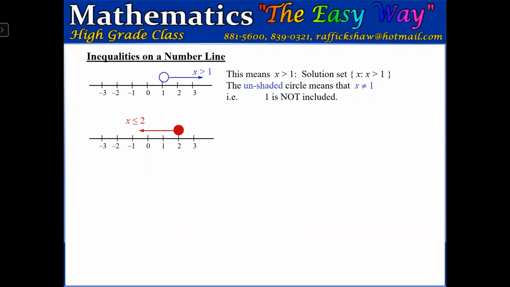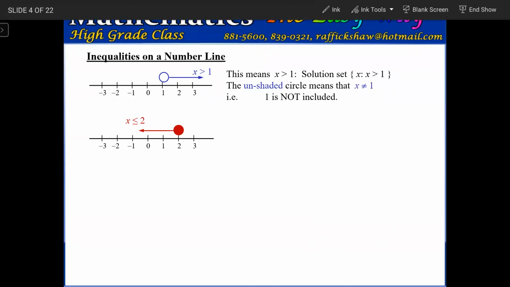All right, let's analyze it now. First thing is that the circle is on the two. So the two is where we're starting. The two is a critical value. This time, the arrow is pointing to the left, meaning that we want values that are no more than two. And that's why we have the less than sign here.